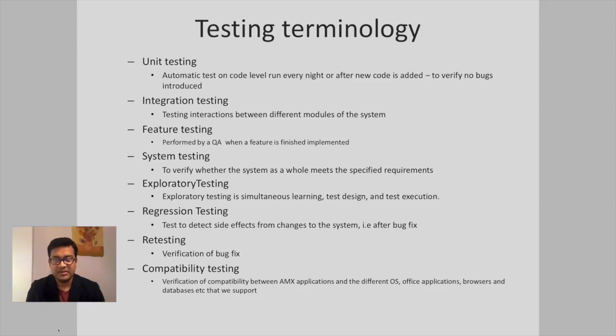Integration testing: when we have different modules and we want to make all those modules work together and test the quality, we integrate them, and the kind of testing done post-integration is known as integration testing. Feature testing, which I often call functional testing, is performed by QA when a feature is finished and implemented. System testing: the system as a whole, checking whether it is meeting the requirements, business requirements to be precise, is regarded as system testing.